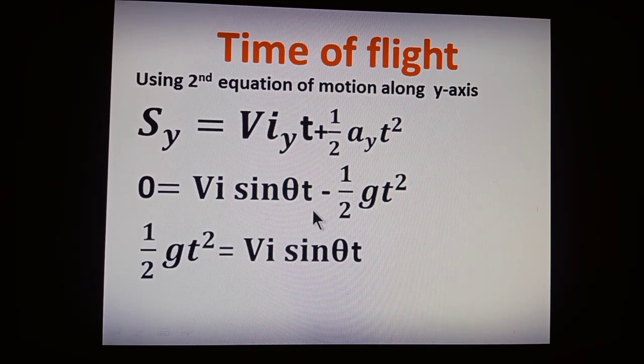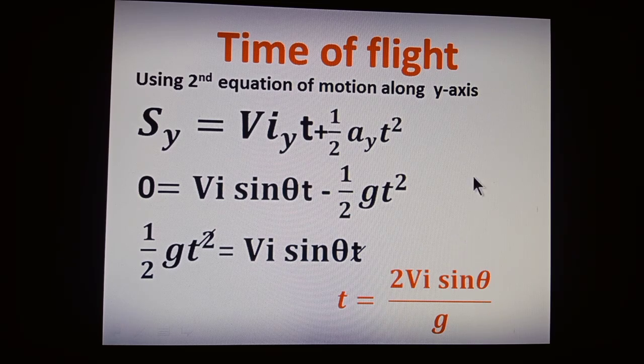Students, rearranging this equation, taking half Gt square on the other side, T will be cancelled with the T and we get the time of flight T equals, taking 2 on the other side, G on the other side, 2 Vi sin theta over G. It is the equation for total time of flight. From this equation, we can also calculate time to reach the summit height.